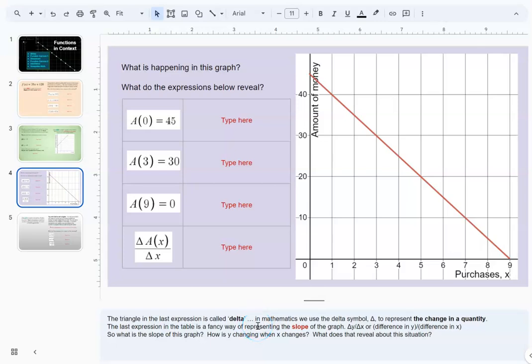So the amount's decreasing each time they make a purchase. That is the slope of the graph. And so anyway, I give them some little notes at the bottom. It's kind of like definitions. I'll sometimes pop those into the show notes.